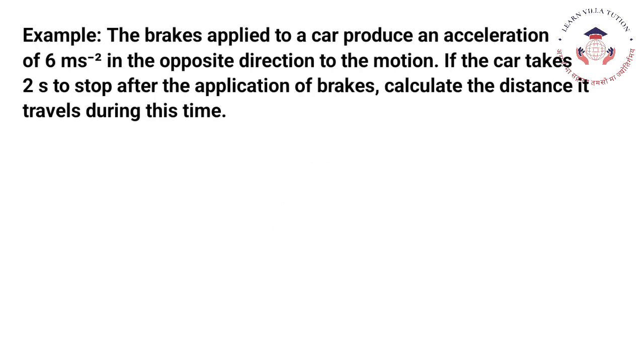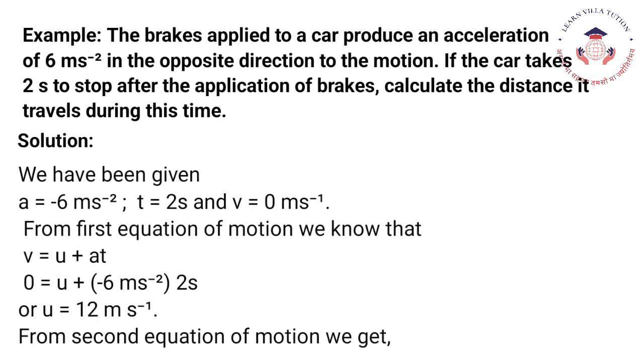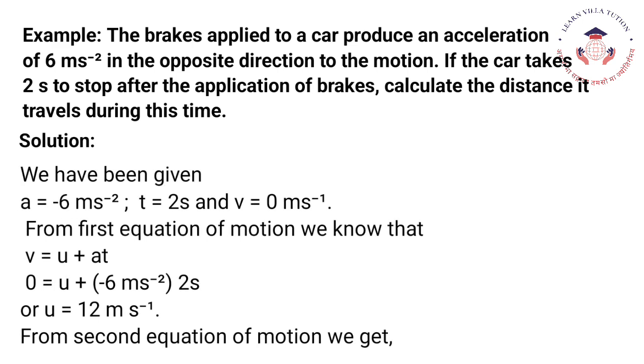Example. The brakes applied to a car produce an acceleration of 6 meter per second square in the opposite direction to the motion. If the car takes 2 seconds to stop after the application of brakes, calculate the distance it travels during this time. Solution. We have been given a is equal to minus 6 meter per second square, t is equal to 2 seconds, and v is equal to 0 meter per second.